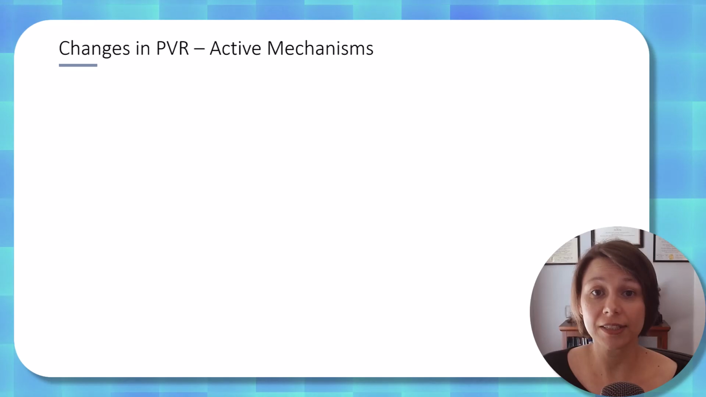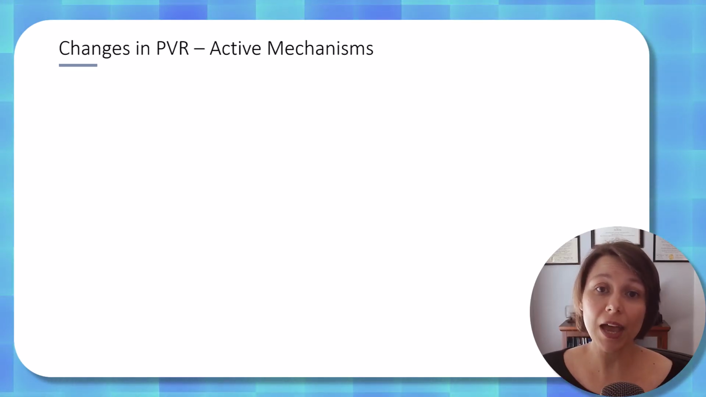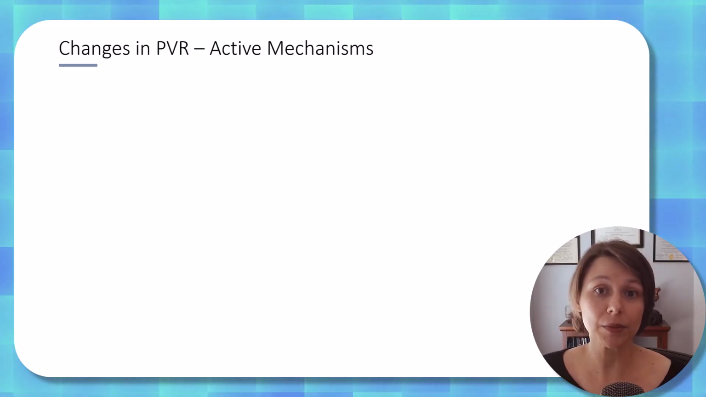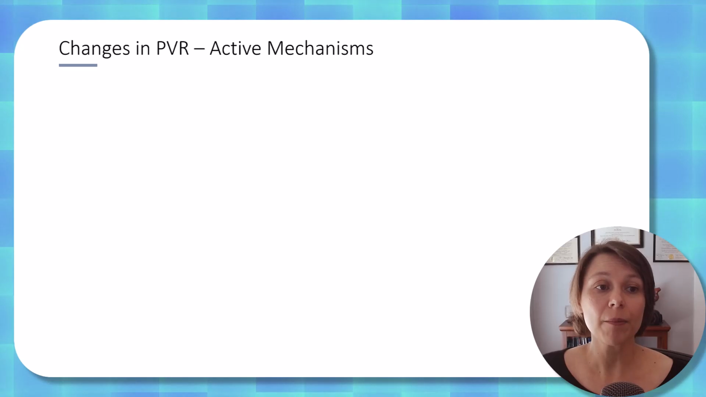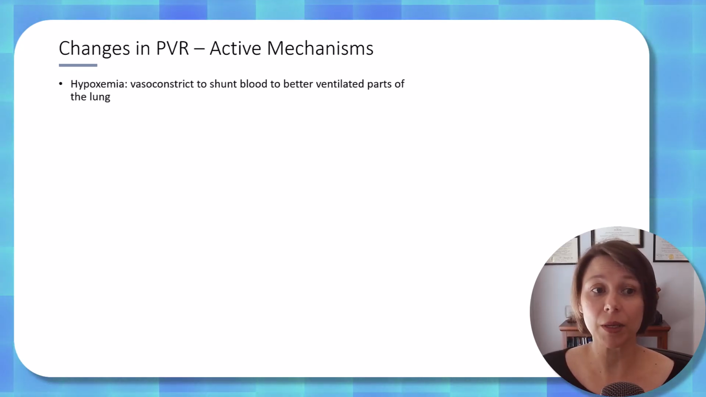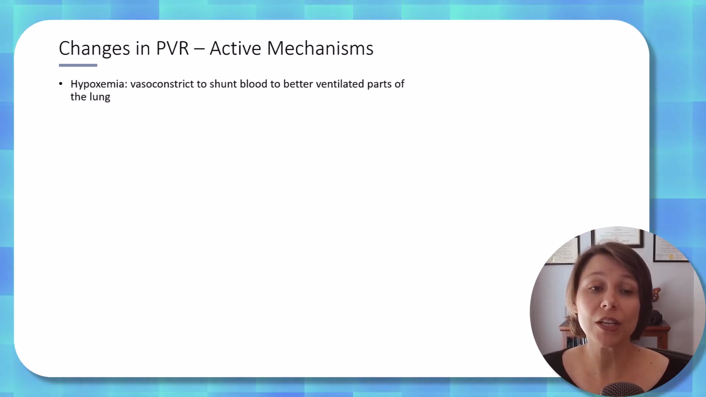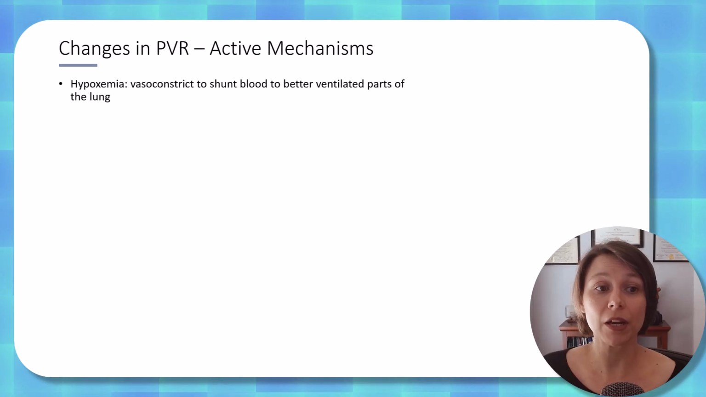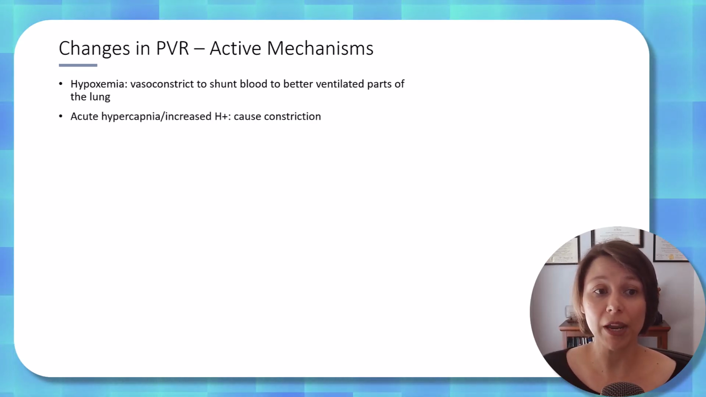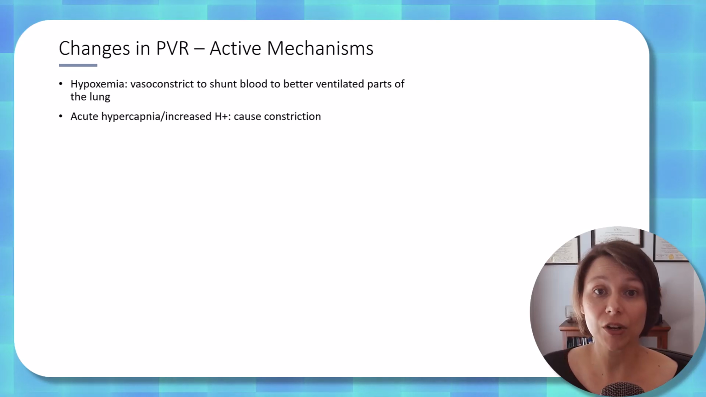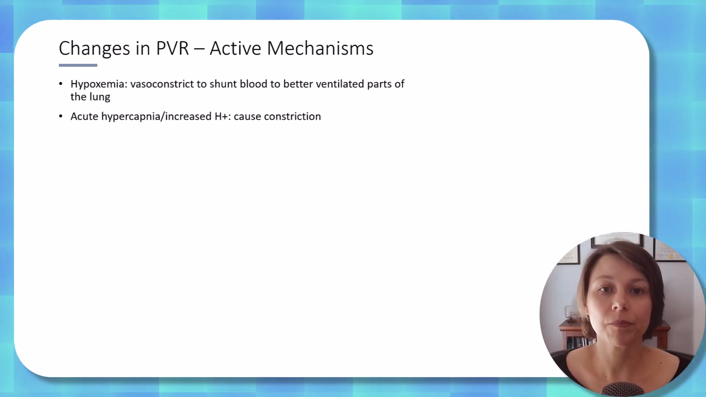What can cause changes in PVR? Remember, we have both active and passive mechanisms. So we'll start with active, and that includes hypoxemia. The vessels will vasoconstrict to shunt blood to better ventilated parts of the lungs. Same with acute hypercapnia, because we get increased hydrogen ions, that's also going to cause constriction.